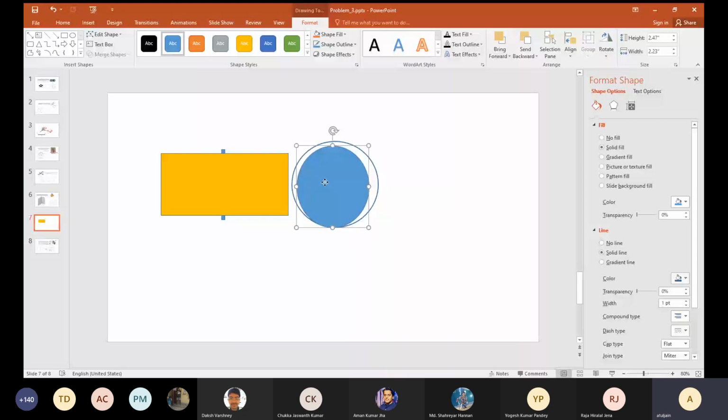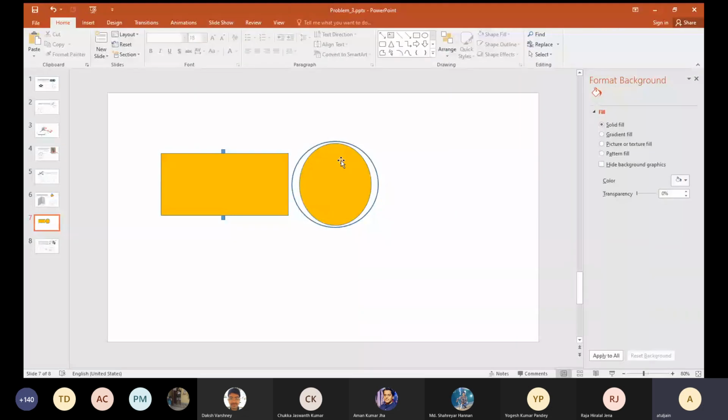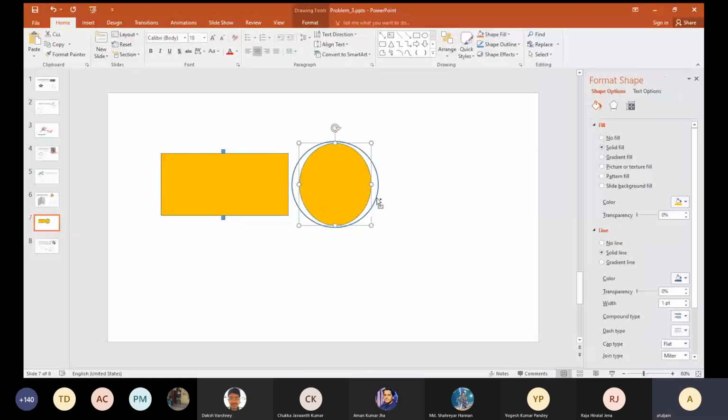Okay. So this is a ring. Inside this, I have put a yellow pencil. If you look from the length of the pencil, this is how it will look from the side view. Correct? Yes or no?